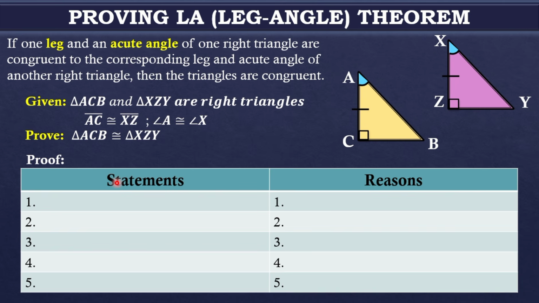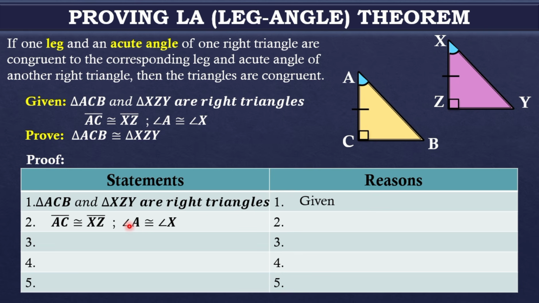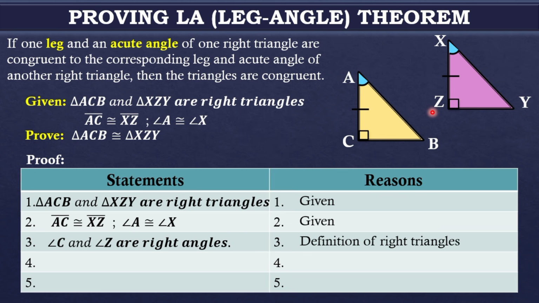So, let us list the statements. So, first is you have triangle ACB and triangle XZY are right triangles, that is given. And then, we also have this is also given. Now, from here, we can say that angle C and angle Z are right angles. So that is by definition of right triangles. Kasi nga po, sabi dito, right triangle sila. So ibig sabihin, kung right triangle, this angle and this one are right angles.